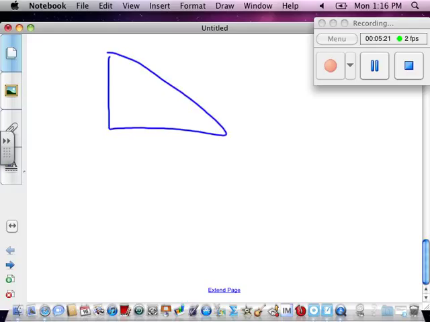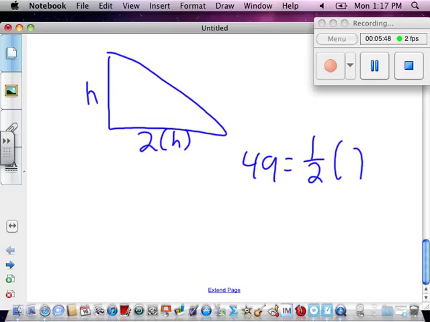All right. So the base of a triangle is twice its height. Okay, so we're going to call the height h. How would we do twice the height for the base? 2 times h. It's not saying it's squared as big, it's saying it's twice as big. And what is the area of the square? According to the problem, 49. So 49 equals what? 1/2 times h times 2h.